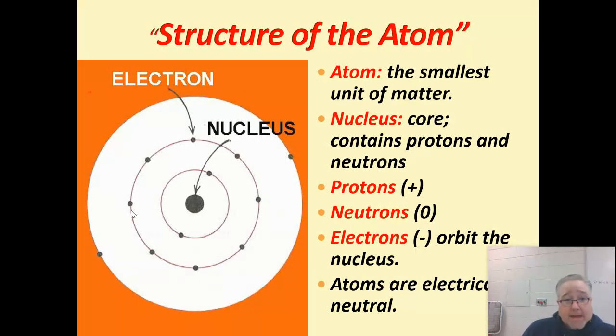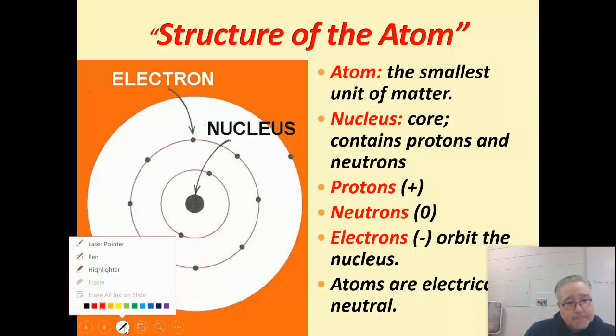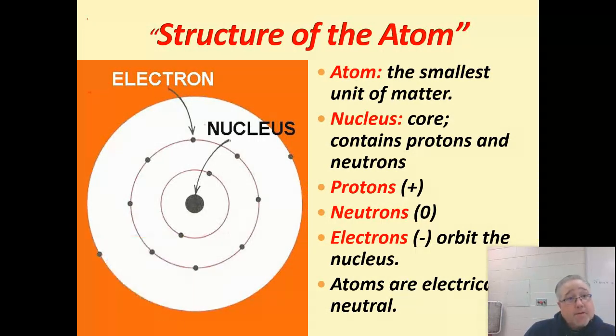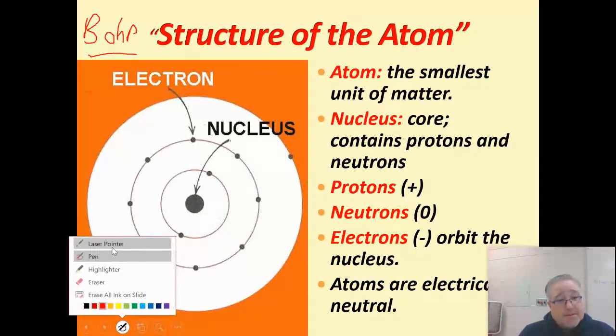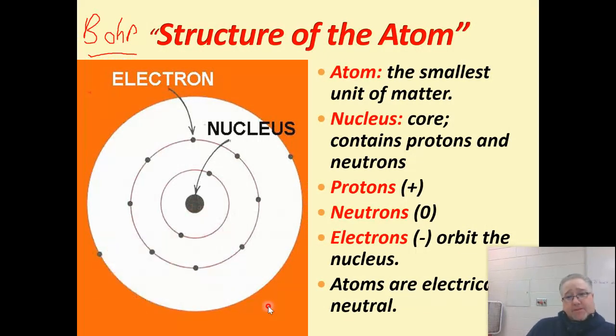Now, typically, when we draw pictures of atoms, we draw them something like this. This is called the Bohr model of the atom. Let me write that here real quick. It's called the Bohr model, B-O-H-R. Drawing with my mouse here. It's called the Bohr model. Anyway, Bohr models basically depict just the different components of the atom.